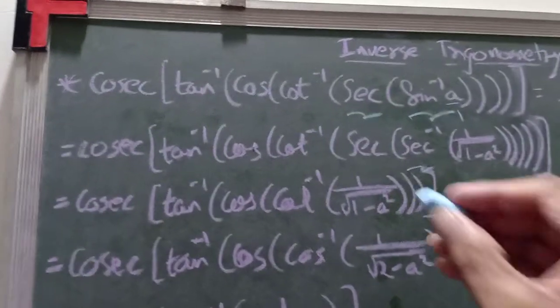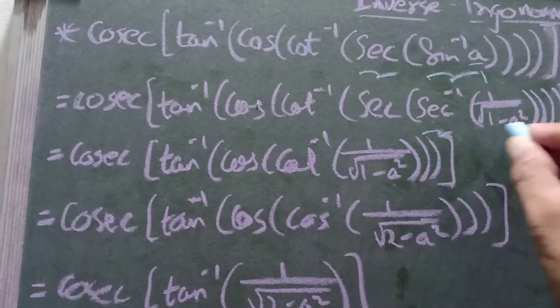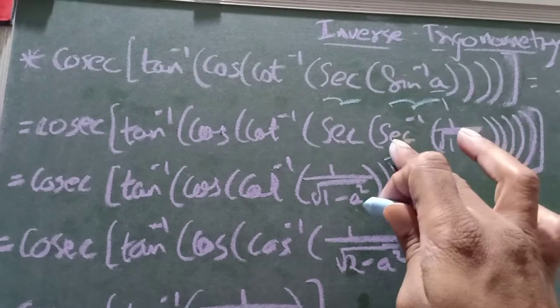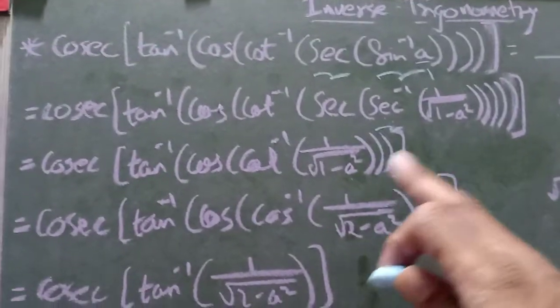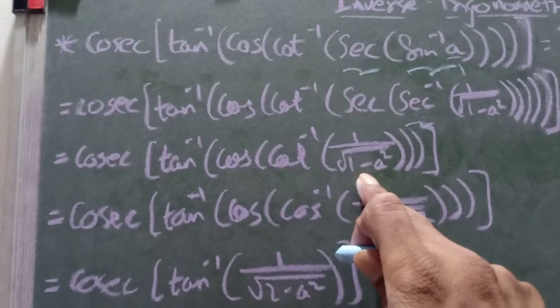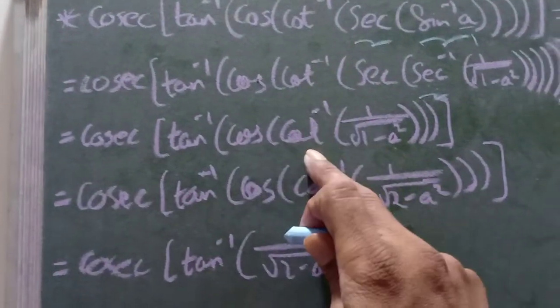Now sec of sec inverse of something is that something, if it belongs to the domain of the sec inverse function, and here we'll assume it belongs to the domain. Condition is not given, so we assume. So sec of sec inverse of 1 upon root of 1 minus a square will become 1 upon root of 1 minus a square. Now remaining all as it is: cosec, tan inverse, cos, cot inverse.